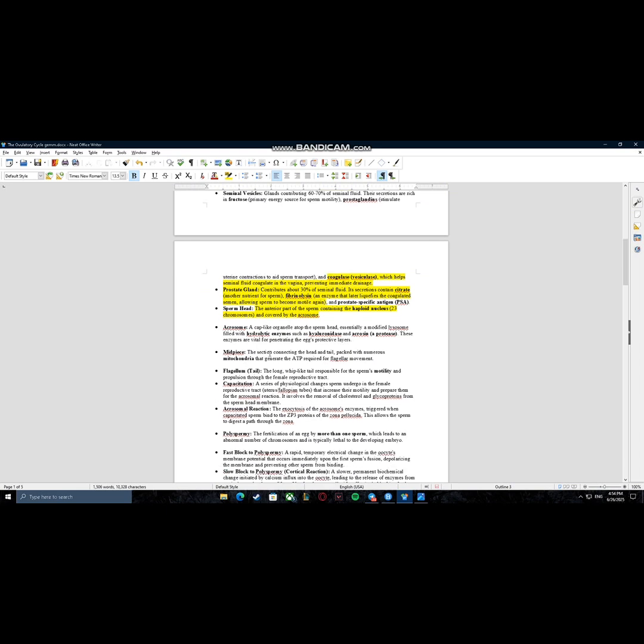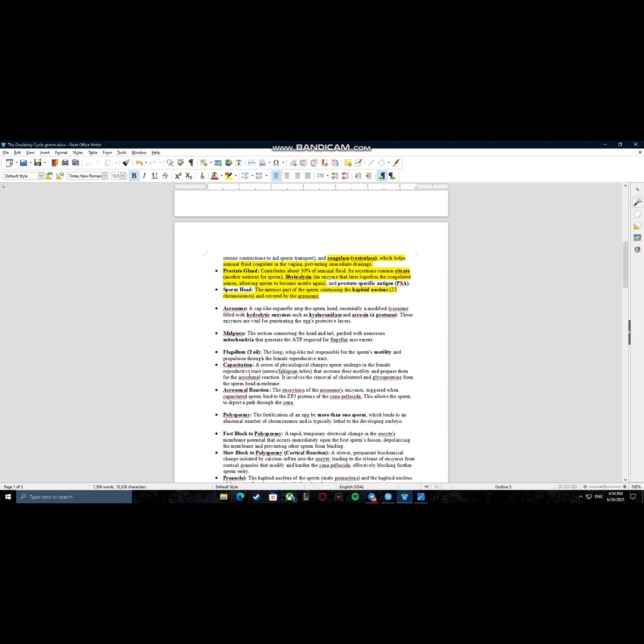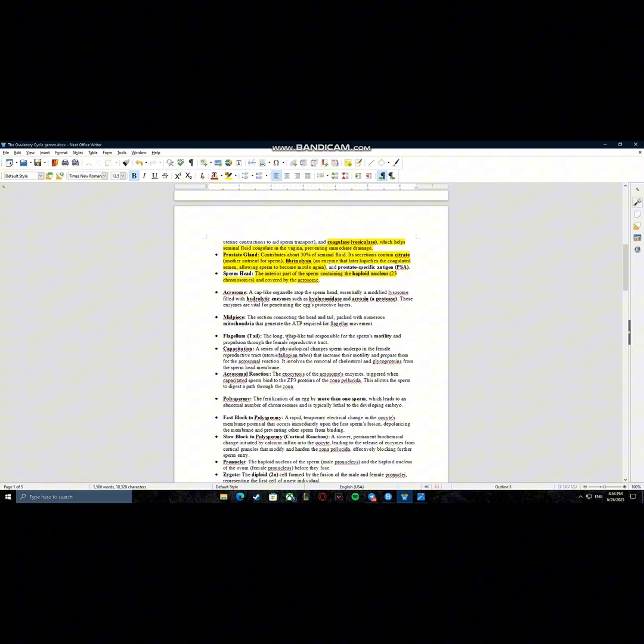A midpiece is the section connecting the head and the tail, packed with numerous mitochondria that generate the ATP for flagellar movement. Flagella, or the tail, is a long whip-like structure responsible for sperm's motility and propulsion through the female reproductive tract.